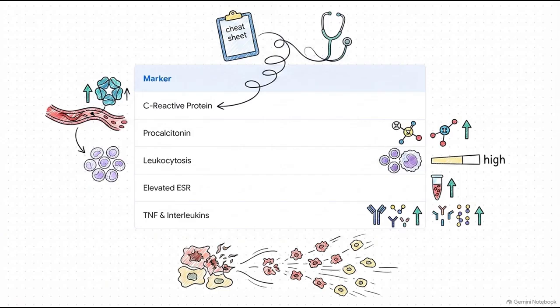We check for leukocytosis, which is that elevated white blood cell count. We're also keeping an eye out for an elevated erythrocyte sedimentation rate, or ESR, along with tumor necrosis factor, interleukins, and fibrinogen. When you see these labs spiking in a patient's chart, it is objective, hard proof of an inflammatory cascade.